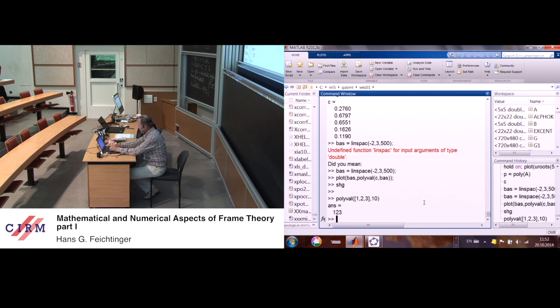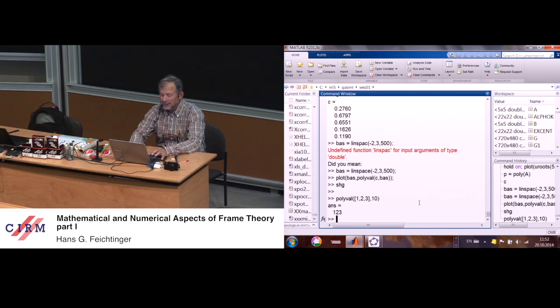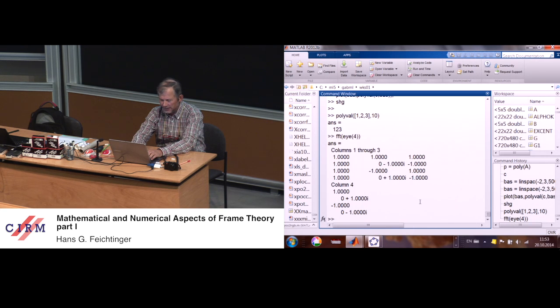Because what I claim is that the Fourier transform matrix is more or less, maybe I do first now the Fourier transform matrix, the FFT matrix, of size 4. Yeah, okay.